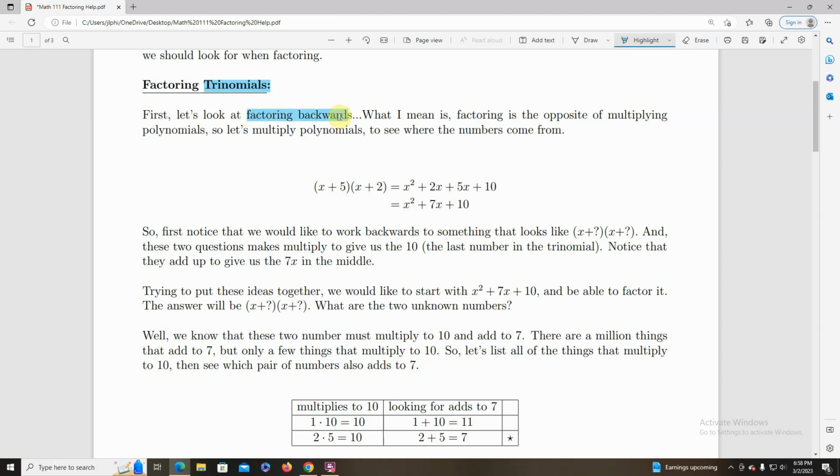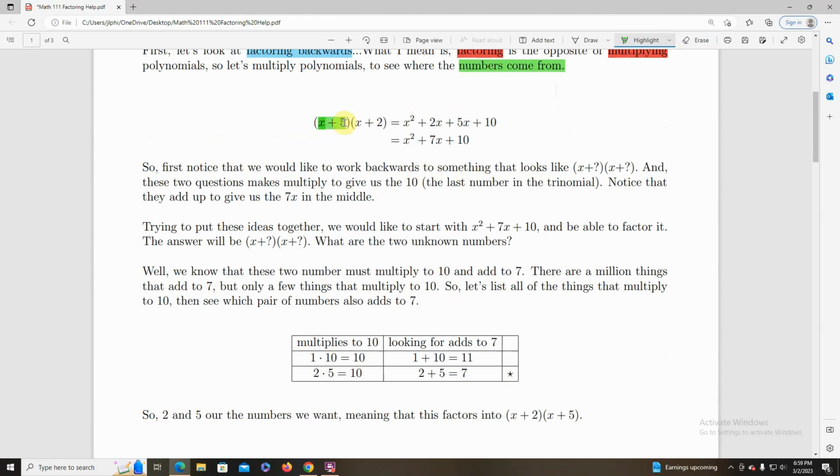Okay, so what I would like to do is look at this factoring backwards. What I mean is, factoring is just the opposite of multiplying. So multiplying is the opposite of factoring, right? So let's just multiply and we can see where all the pieces come from.